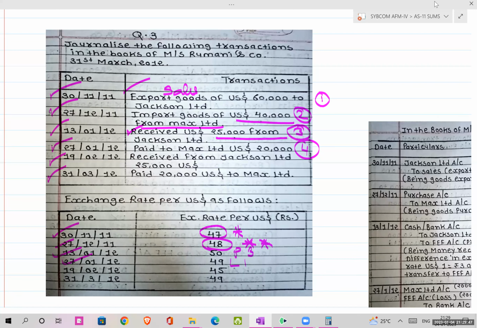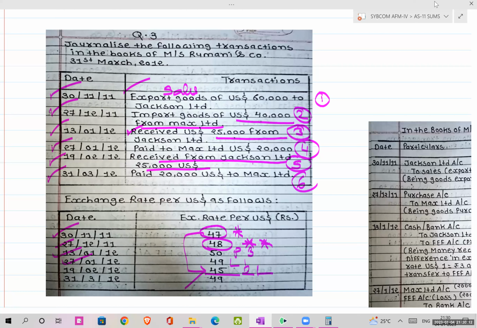19th Feb. Again, received from Jackson Limited 25,000 US dollars. तो जैक्सन से मैंने 47 में लिया था. ओके, गुड्स का डील हुआ था 47 में, और मैं उसको I am going to receive 45 rupees. So I'm going to receive 2 rupees less. Compare with this. So 2 rupees less. So this is my loss. Okay. So transaction number 5.